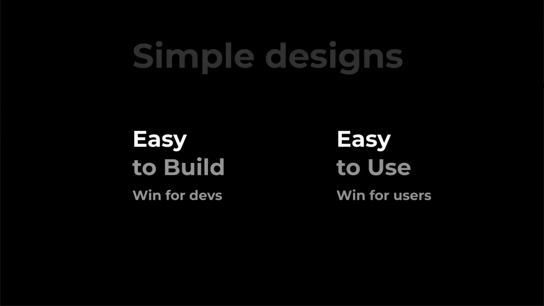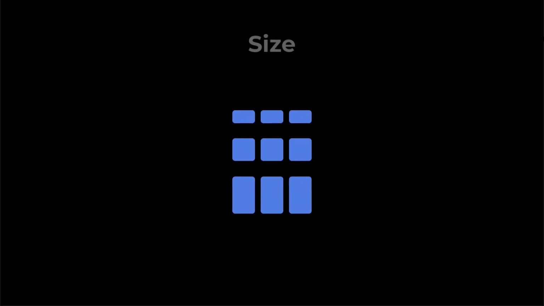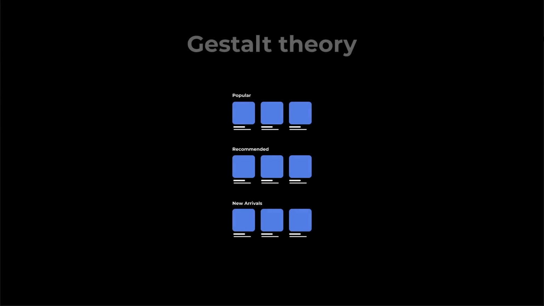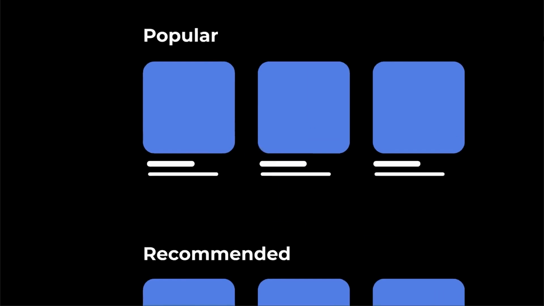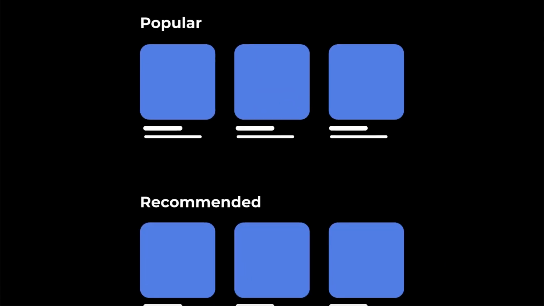It's a win-win situation. Rule number 2. Use the law of similarity and proximity to simplify the design. You can use shape, size, color, and spacing to group elements. Gestalt theory emphasizes that the whole of something is greater than its parts, focusing on how our minds perceive patterns and wholes rather than just individual elements.